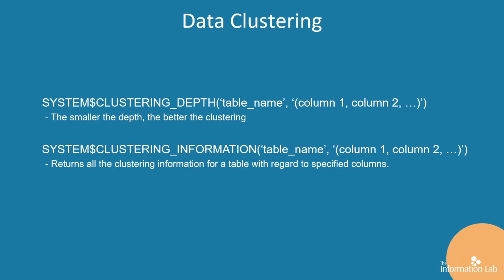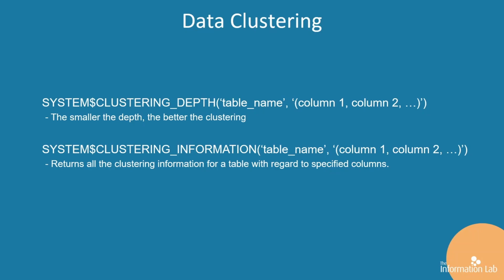The second is system clustering information, and this returns all the clustering information, including the average depth, the total count of partitions, and a partition depth histogram. And I won't go too much into that in this video, but what the histogram shows you is essentially the distribution of overlap depth for each micro-partition in the table. The less that my micro-partitions overlap, the better your table will be clustered. So alongside the average depth, the histogram is a key piece of information in telling us how well a table is clustered.